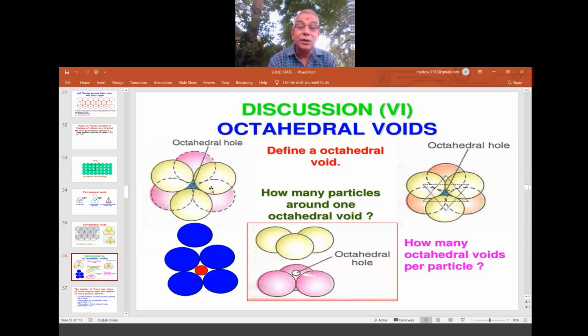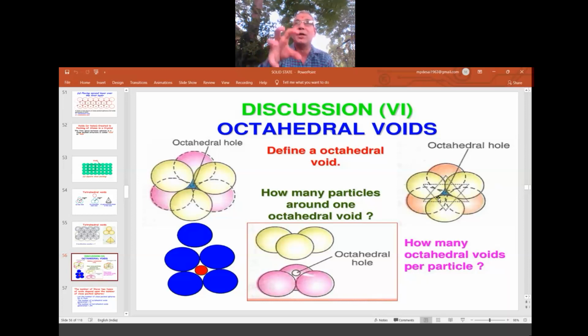But when you fix the three spheres at the bottom, you can see some portion is covered. The void size is becoming less now, like that. Okay, so in this way you can visualize by drawing the lines. It looks like a tetrahedral. By drawing the lines, it looks like an octahedral. Therefore, because it looks like an octahedral, the voids are called octahedral voids.